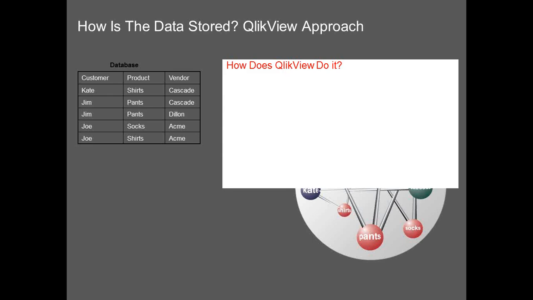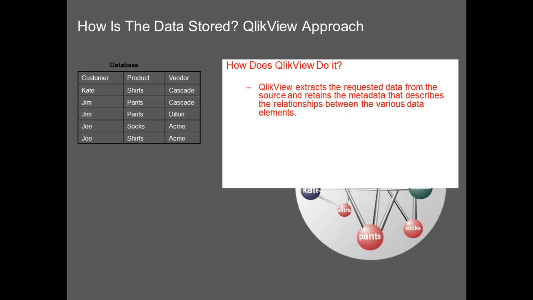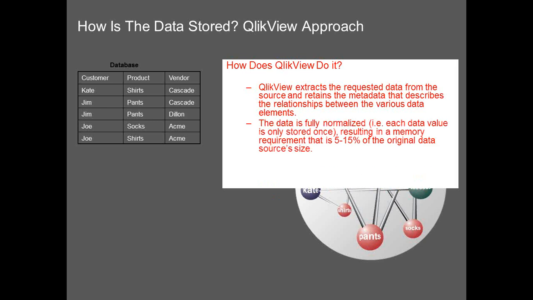Let's get a bit deeper into how the data is stored. Let's say I have a database where I have customer name, product name and vendor name. QlikView extracts the data from the data source, be it a flat file or an RDBMS, and retains the metadata. So for each data, it retains the column name and column data type that it has extracted. The data is fully normalized. Remember, QlikView does not replicate any data.